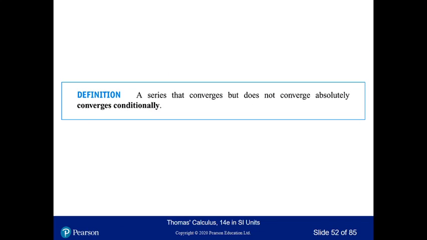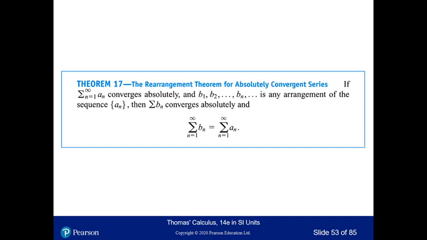Okay, there's a terminology. Sometimes a series converges but doesn't converge absolutely. Okay, we call this series converges conditionally. That's the terminology.